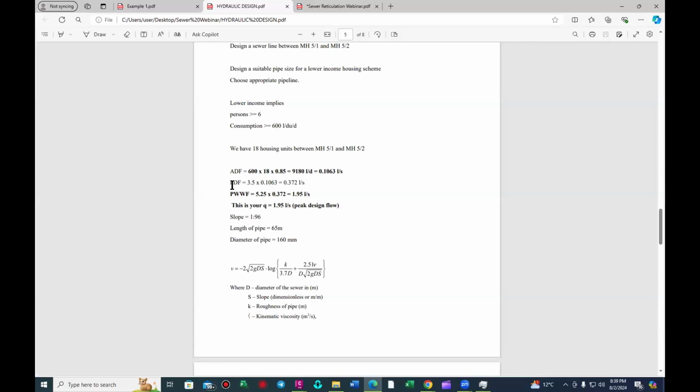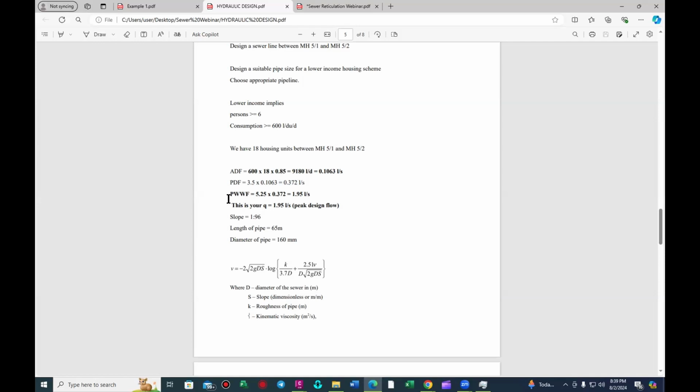To get the peak dry weather flow, you multiply the peak factor by what? Your average dry weather flow. So we're saying per day, this is what 18 housing units are producing. So what is the peak? If we factor in the peak, multiplying by 3.5, and we also factor in people that move in and the population growth, we're going to get 0.372 liters per second. This is per day, by the way, right?